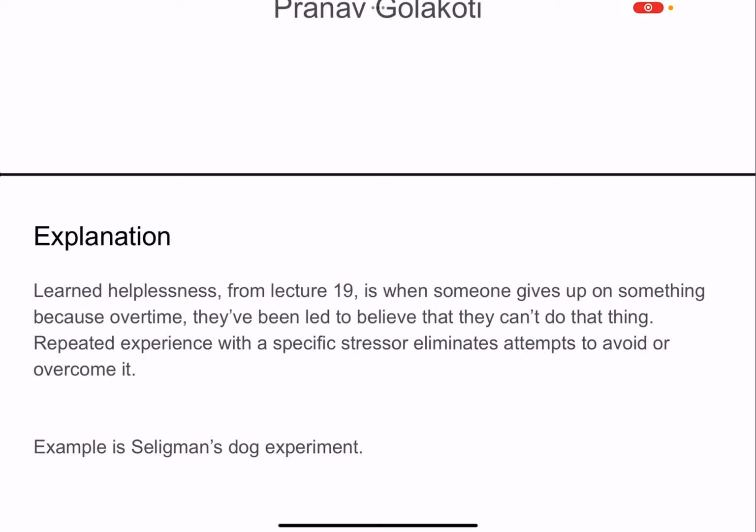An example of this that was in lecture was Seligman's dog experiment, where the dog was basically overexposed to a shock with no escape, and over a period of time, it just ended up sitting there and accepting the shock. And even when there was a way that the dog could escape and free itself, it didn't know any better because at that point, it had already taught itself that it was hopeless and there was no escape.